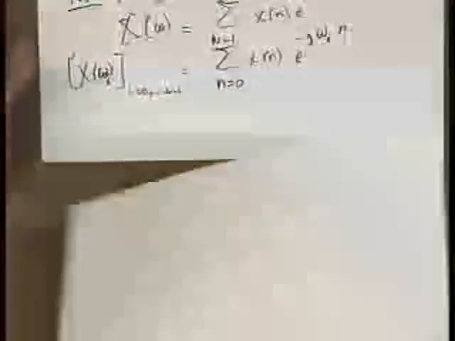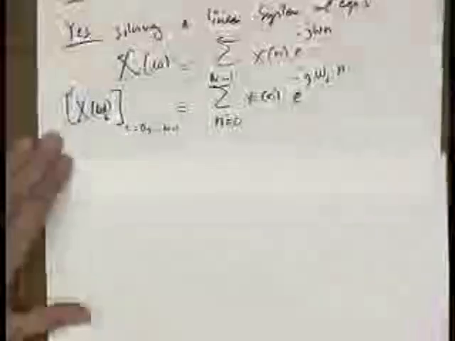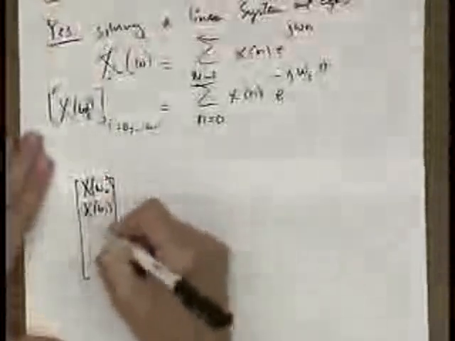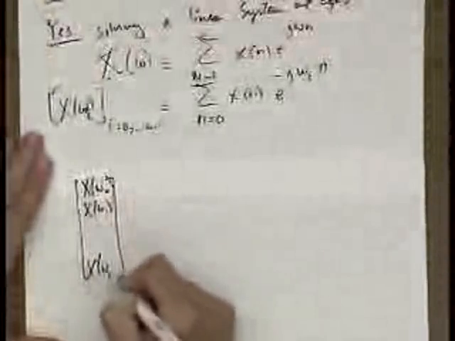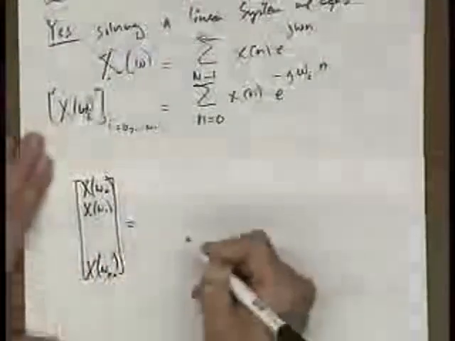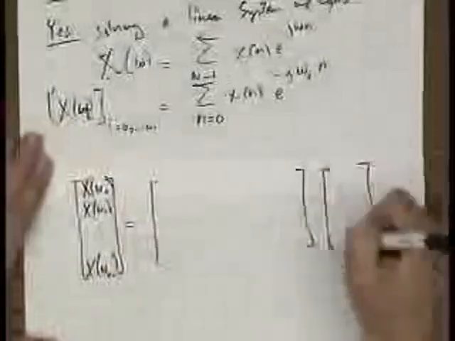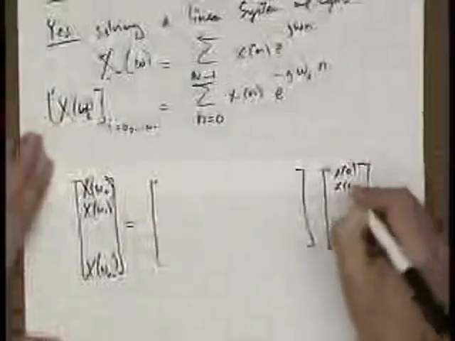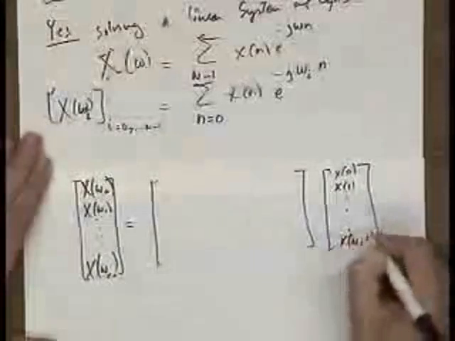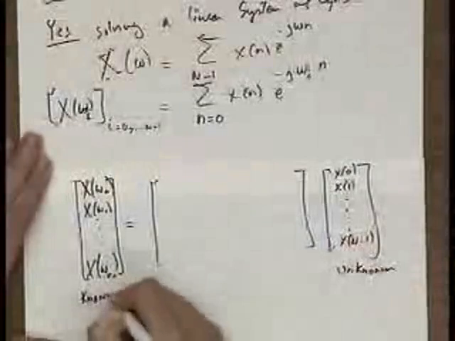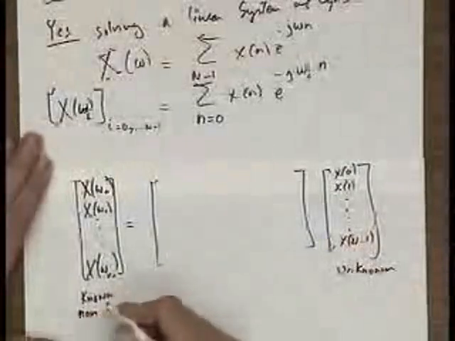Then how do I end up recovering what x of n is? Well, it's a linear system of equations because I make an array of X of omega 0, X of omega 1, and so on, all the way to X of omega n minus 1. That's my left-hand side. And then I have a matrix here, and then here are my unknowns, little x of 0, x of 1, all the way to x of n minus 1. So this is the unknown. This is known because these are the known non-uniform samples that we're after.